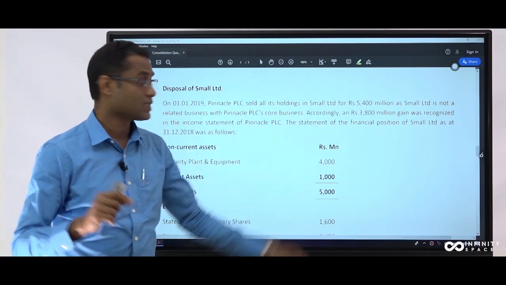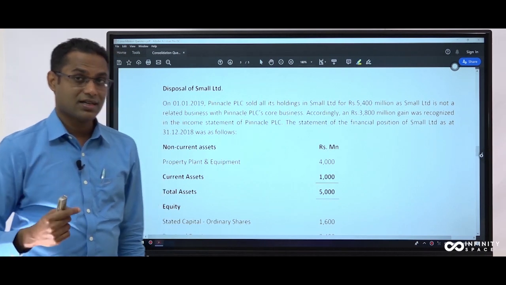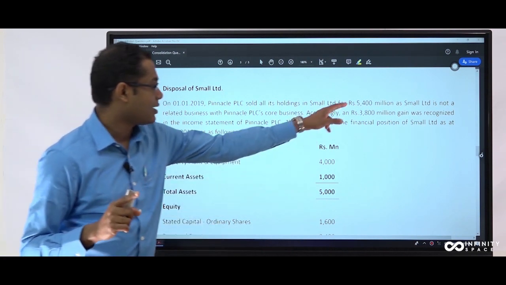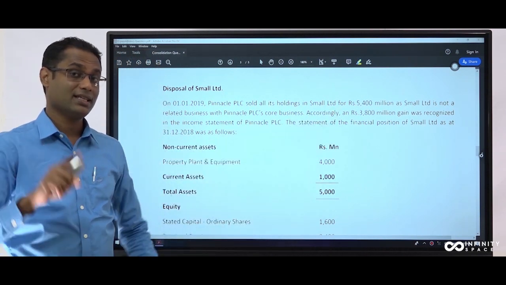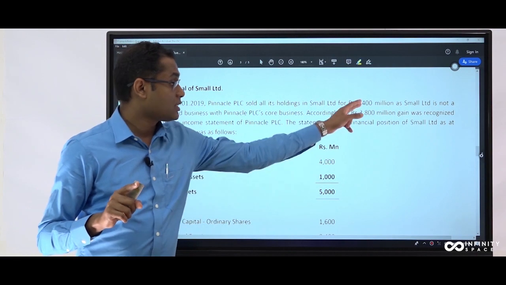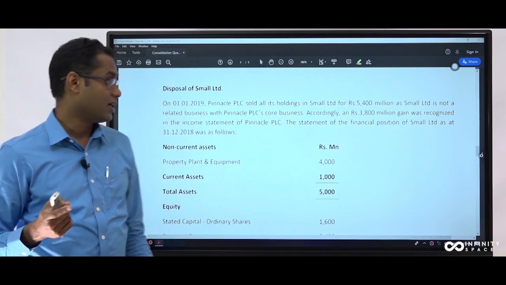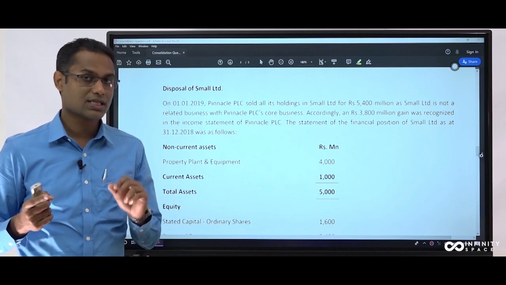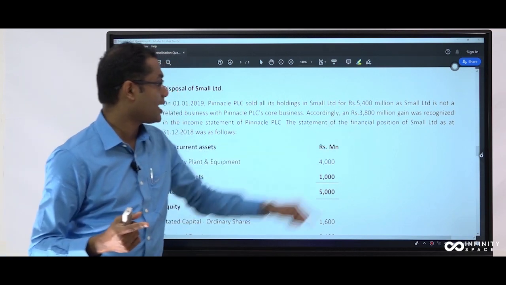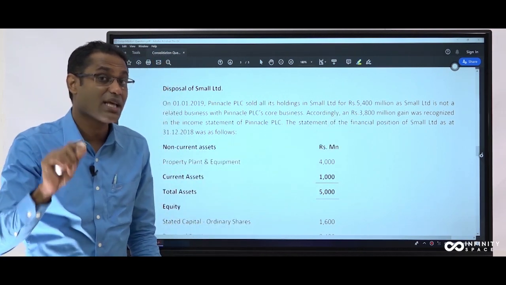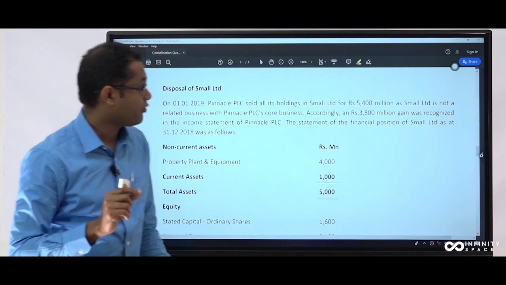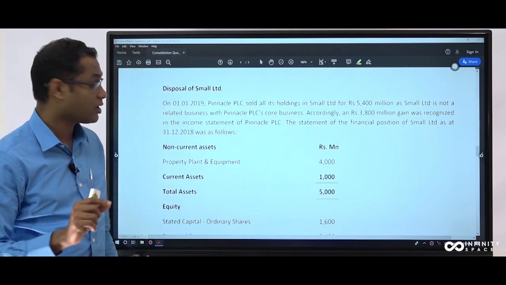Now if you can remember, what was the acquisition price, or how much did Pinnacle pay to acquire Small Limited? 1,600, and that was paid on 1st January 2018, 1 year before 1st January 2019, and it was disposed of after 1 year for 5,400, which means the difference between the purchase price and the disposal price, Pinnacle has taken into its individual separate financial statements. Accordingly, a gain of 3,800 million was recognized in the income statement of Pinnacle PLC.